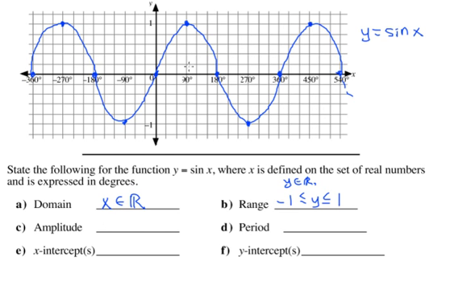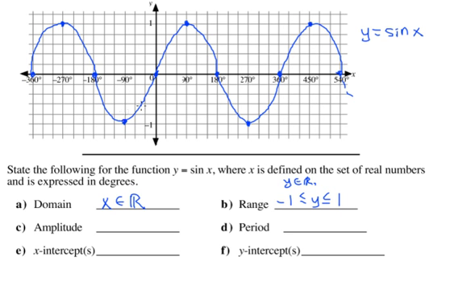Amplitude. The quick version: this is its midline, the x-axis, and from there you can see it goes 1 unit up to the tops of the hills, or 1 unit down to the bottoms of the valleys.